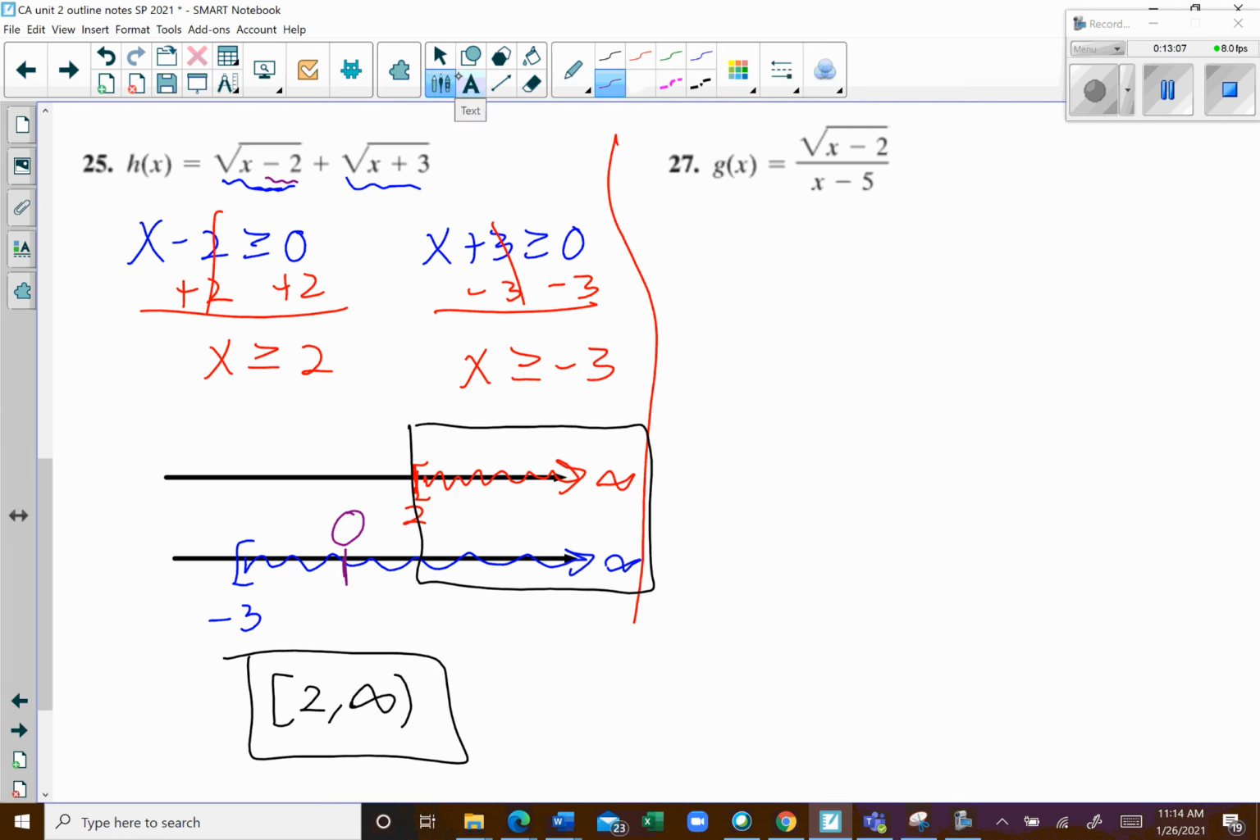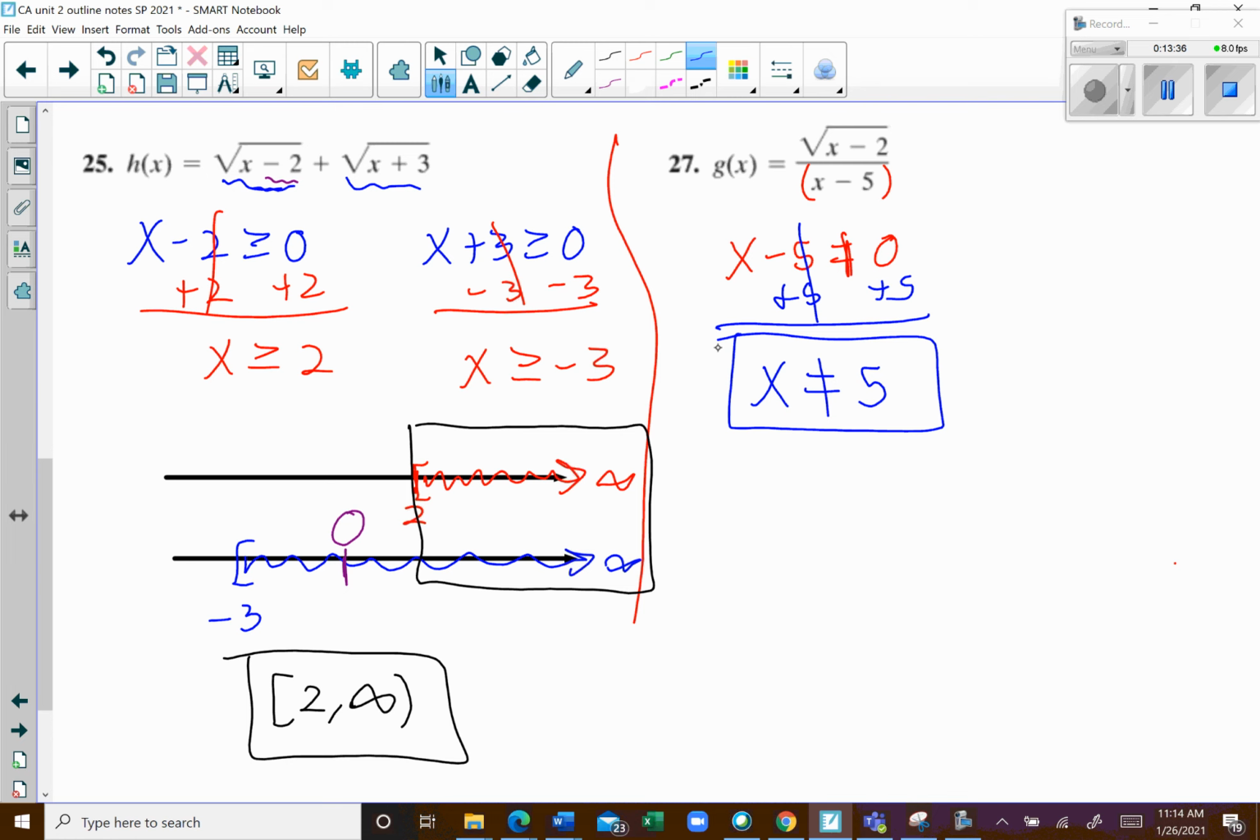All right, last one. So I got 2 things going on here. I've got a fraction and I have a square root on top. Let's look at the fraction on bottom, the denominator first. That part should be pretty easy. So we know that x minus 5, we don't want that to equal 0, right? We don't want to divide by 0. So we'll solve this real quick. So x cannot equal +5.